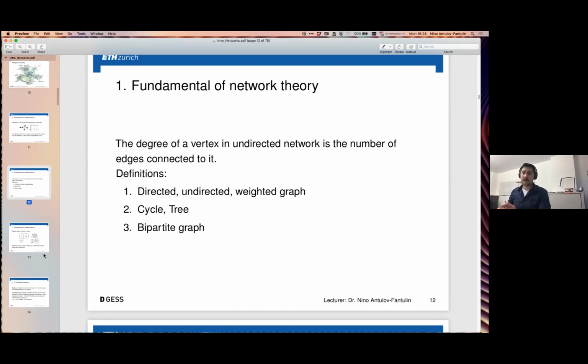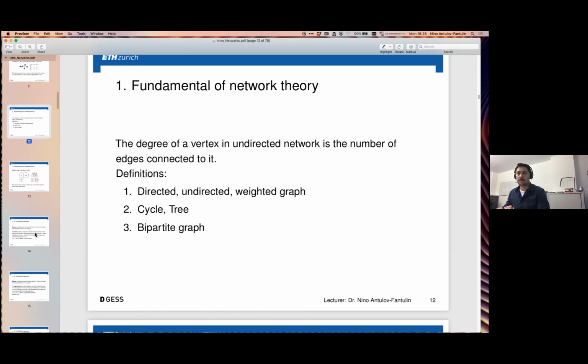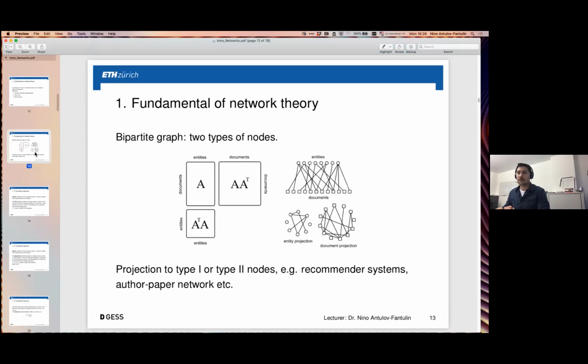And let us now say, do you maybe know what is the definition of a tree? If someone can write here, it would be good. And then we would go for the definition of a bipartite network.